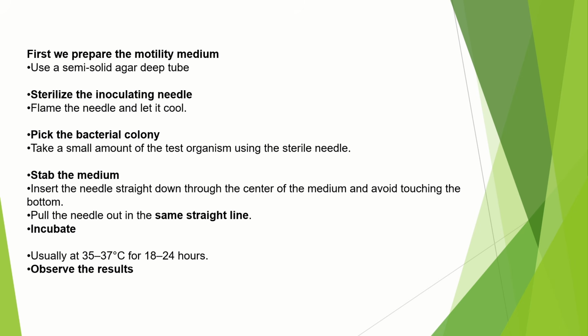Then we pick a bacterial colony. Take a small amount of the test organism using the sterile needle. Usually, a small touch is all it takes. Stab the medium. Insert the needle straight down through the center of the medium and avoid touching the bottom. Touching the bottom could result in a false positive result. Pull the needle out in the same straight line.